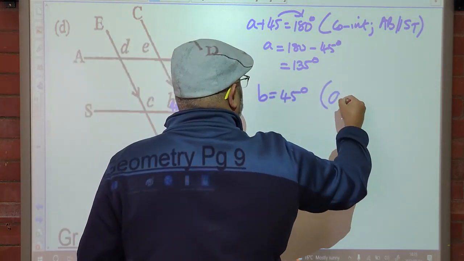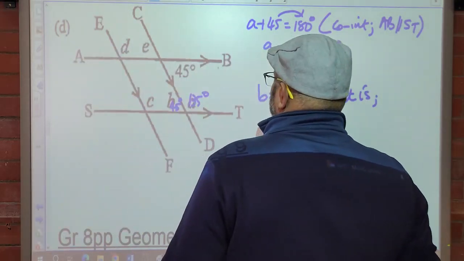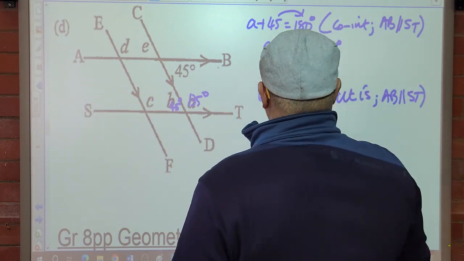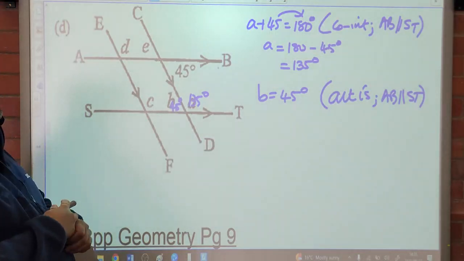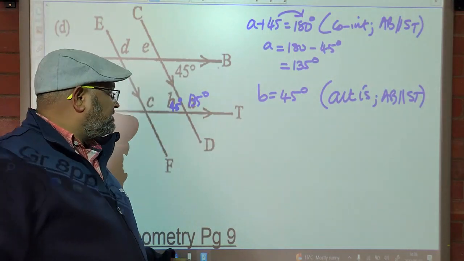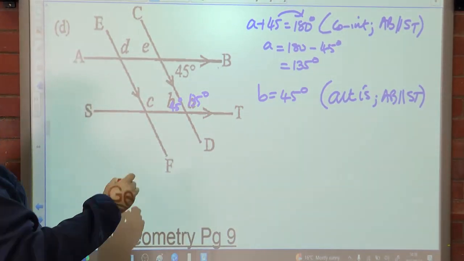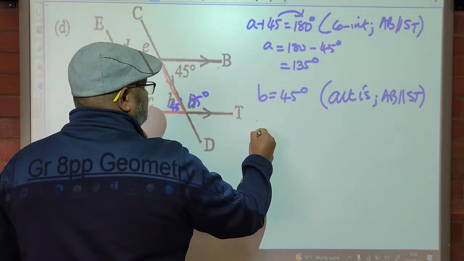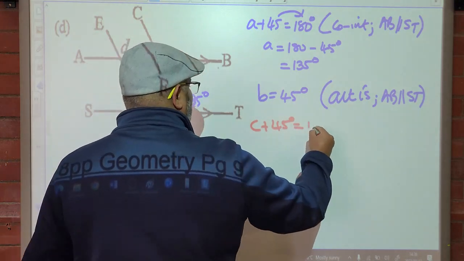And the reason we said? Alternate angles with AB being parallel. Okay. Let's look at C. How do you calculate C? Co-interior angles. So C plus 45 is equal to 180.